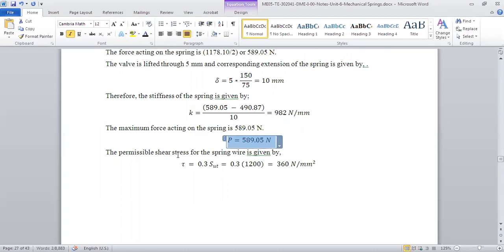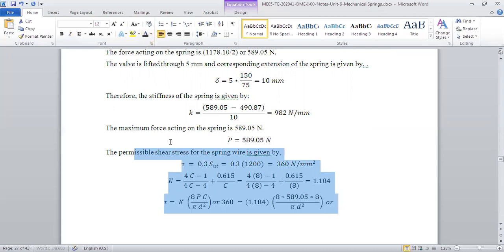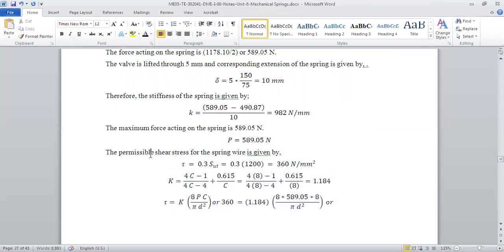So now we will try to design. We know now what is required for the design of the spring. We need to know the stiffness, we need to know the load acting on it, then we can calculate the dimensions. So let's design the spring. Now we know the shear stress is 0.3, as we discussed when we read the problem. So tau allowable is 360 Newton per mm square. It is 0.3 of SUT. So the allowable shear stress in the spring is 360 Newton per mm square.